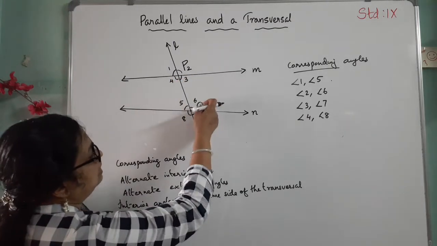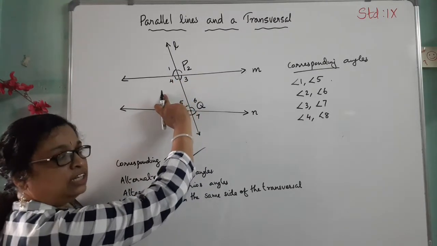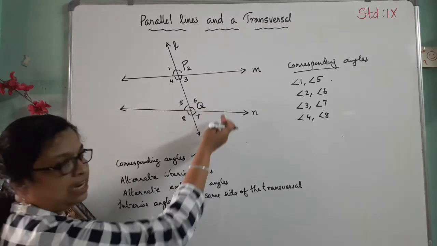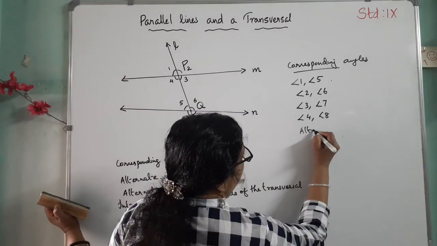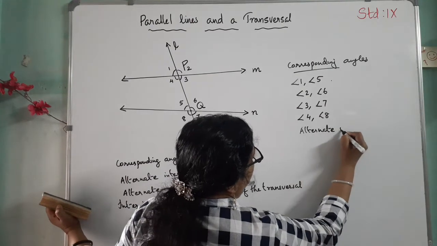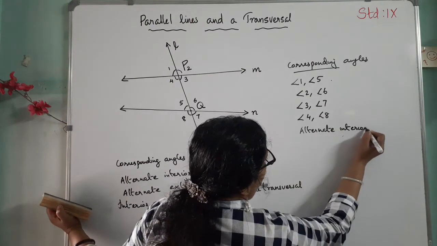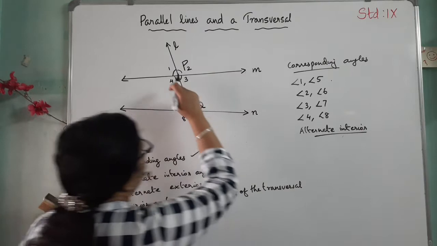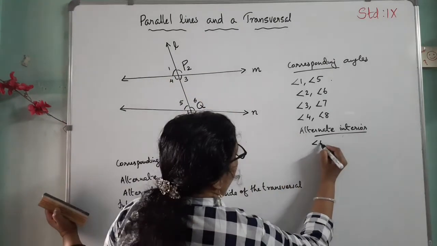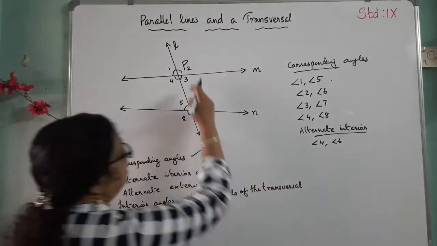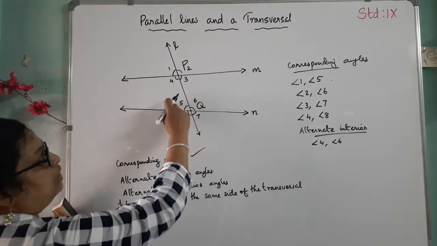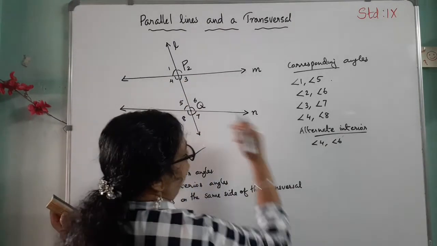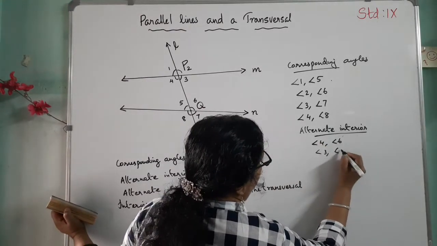Here 4 and 6. 4 is the left side of the transversal and 6 is the right side of the transversal. So alternate interior angles. Alternate interior angles are 4 and 6. One pair is 4 and 6, then the next pair is 3 and 5. That is, 3 is right side and 5 is left side. So angle 3 and angle 5.